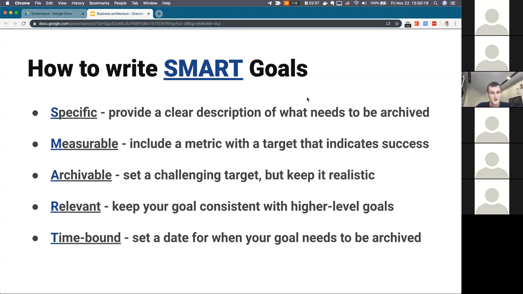Relevant. This goal should be consistent with high-level goals, with our drivers. And it should be time-bound. We should set a date when these goals need to be achieved.